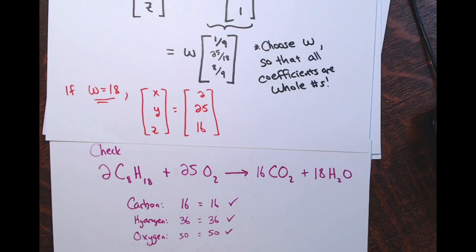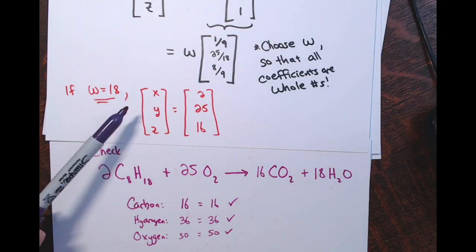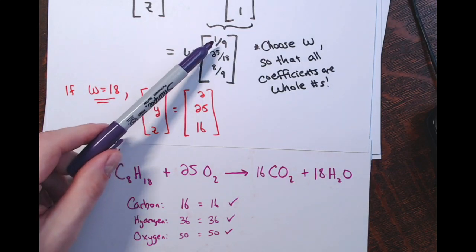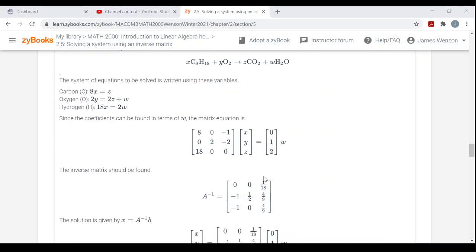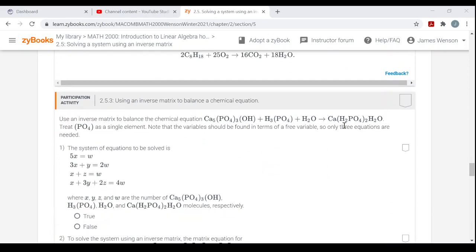And again, I could have picked W to be any multiple of 18. That would have made all these whole numbers, but the smallest one was nicest. Okay, so that's just one example, and they have another one coming up in the participation activity that you can do on your own.